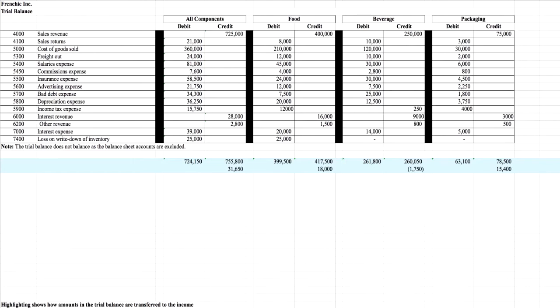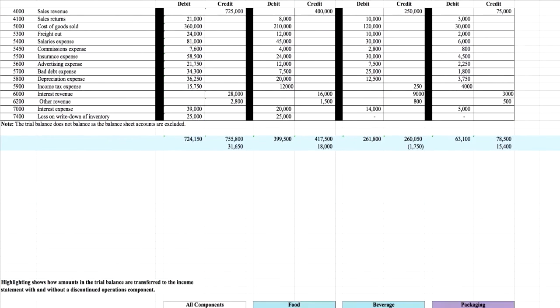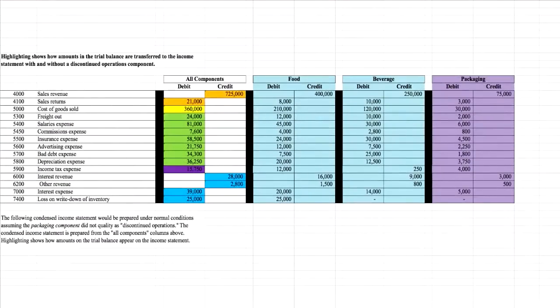But before we do that, let's just review. If we were going to take this information and combine it, all we're doing is taking the 400, the 250, the 75, and adding them up to get our total sales. But then remember, the top line on an income statement is net sales. So we're going to back out the 8, the 10, and the 3, the 21,000. So when we do this for all three components with no discontinued operation, we've got the 725,000.